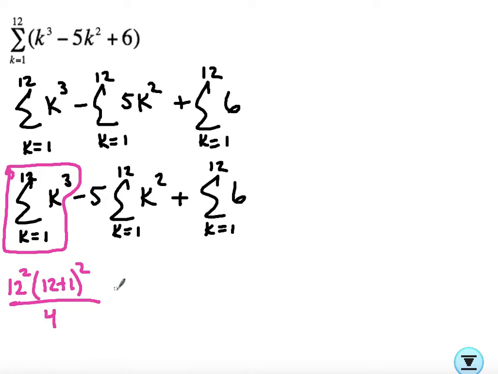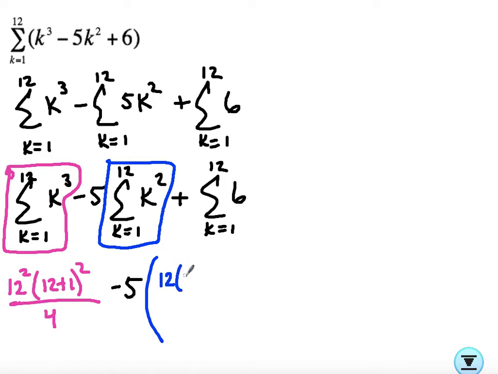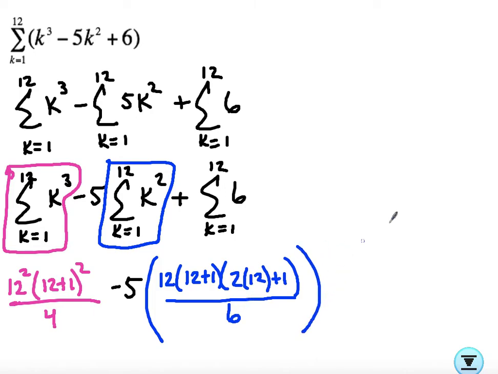Then I have minus 5 times, and then I'll do this summation in blue. Using my formula for k squared, it should be n, which is 12, times n plus 1, 12 plus 1, times 2n plus 1, 2 times 12 plus 1, all over 6. Okay, and then this is just a constant of 6 being added up 12 times, so 6 times 12.